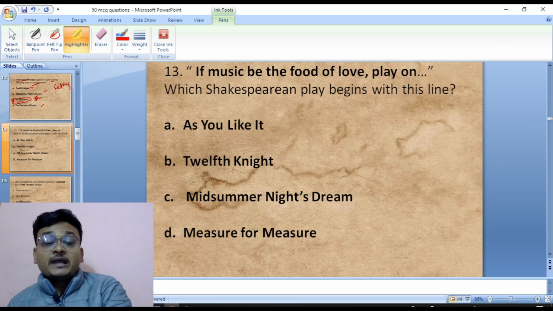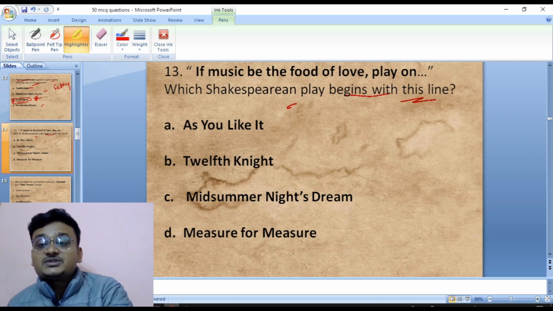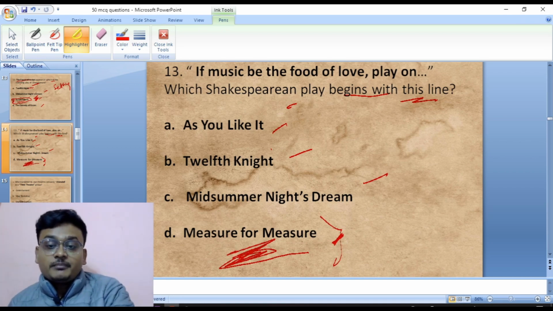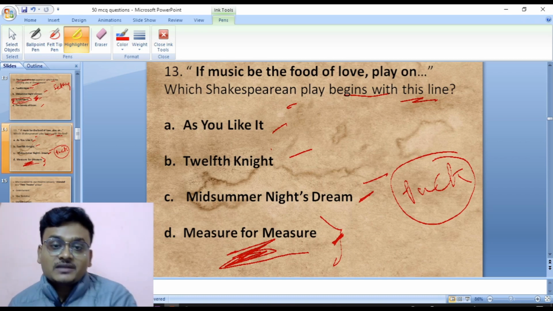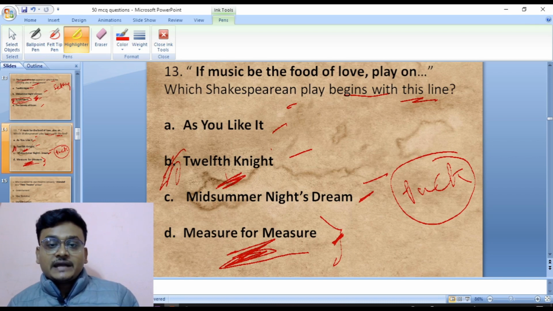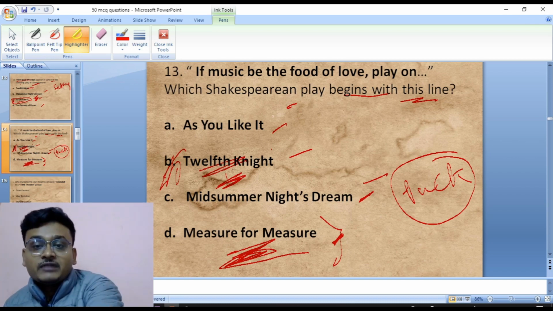If music be the food of love, play on. Which Shakespearean play begins with this line? Options: As You Like It, Twelfth Night, A Midsummer Night's Dream, Measure for Measure. Measure for Measure is a dark comedy, a dark play by Shakespeare. In A Midsummer Night's Dream you find the famous character Puck, and Hippolyta and Theseus are the main characters, along with Hermia, Lysander, Demetrius. So the option Twelfth Night, option B here, is the right answer. The play that begins with that line is Twelfth Night.